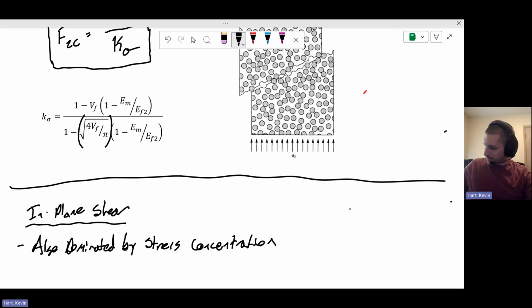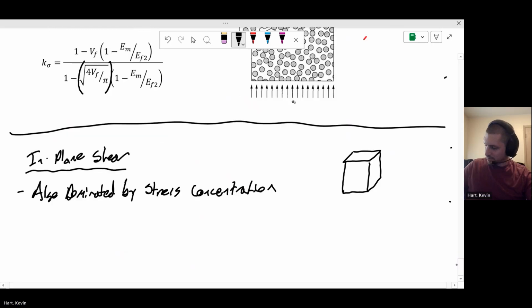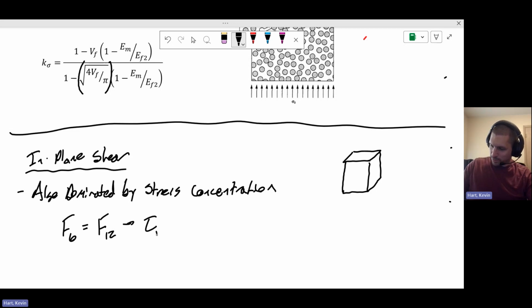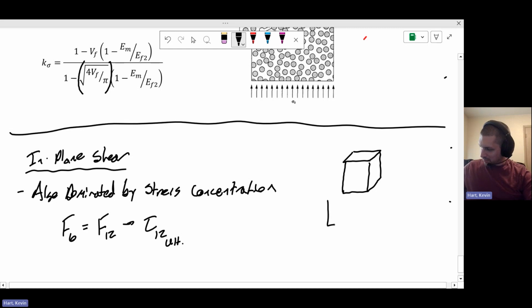The picture you want to have in your head, remember what in-plane shear is. What we're looking for here is what we call F6, which is like F12, which you might think of as tau 1,2 ultimate. Okay, so if you have your typical coordinate system, this is 1, 2, 3.